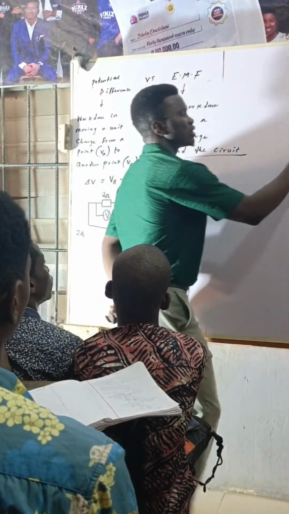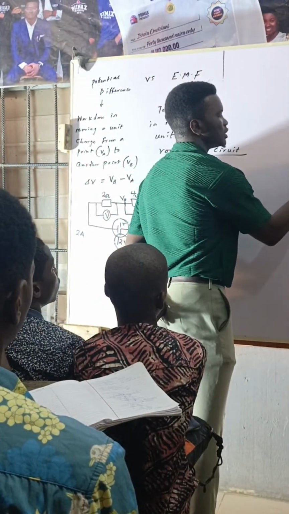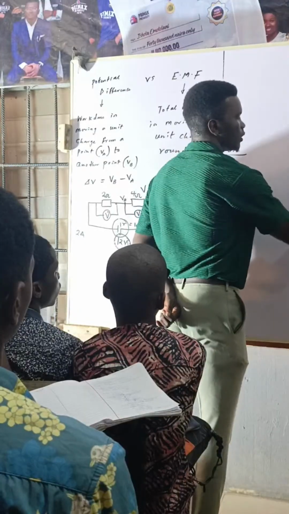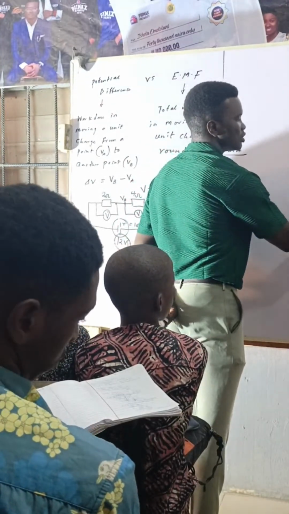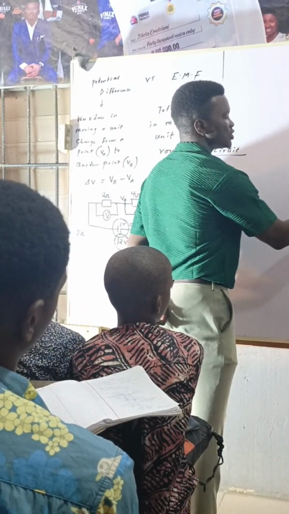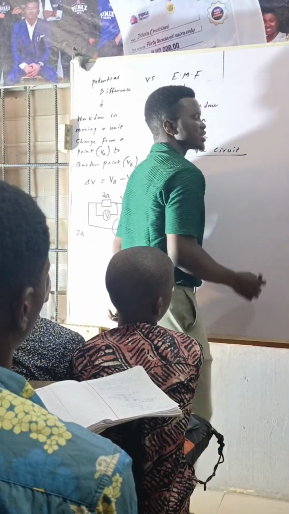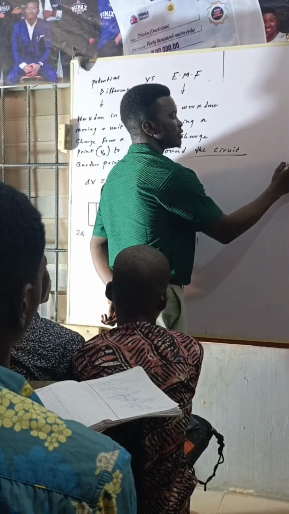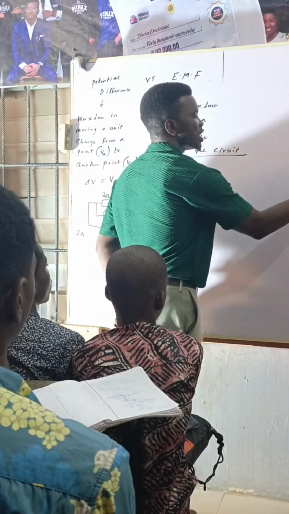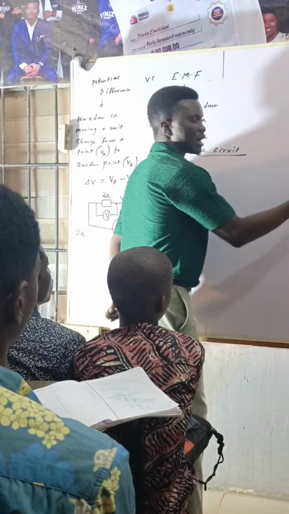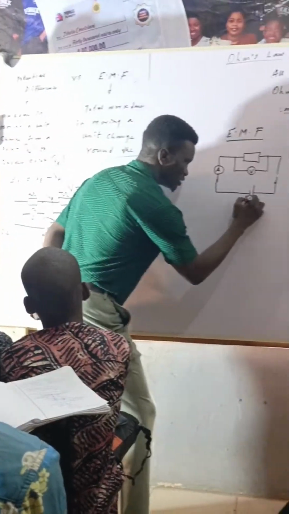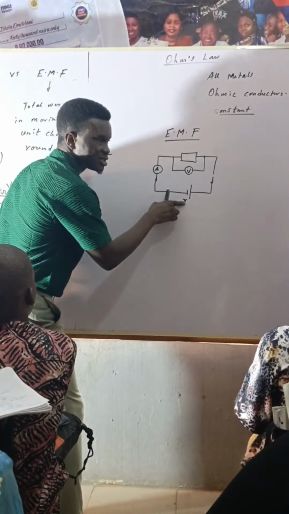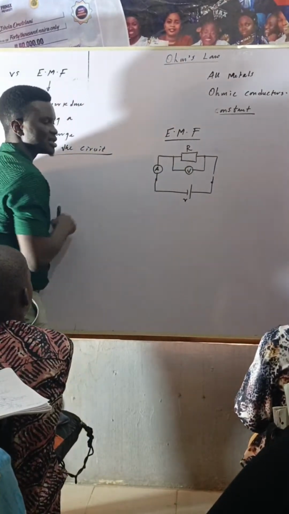So now, when you're talking about EMF, let's say this is a resistor, this is a battery, and this is your key. Let's say the key is closed from where we started. You have your ammeter, then you have your voltmeter to measure the work done across the resistor. This battery has an internal resistance, and this is an external resistance.